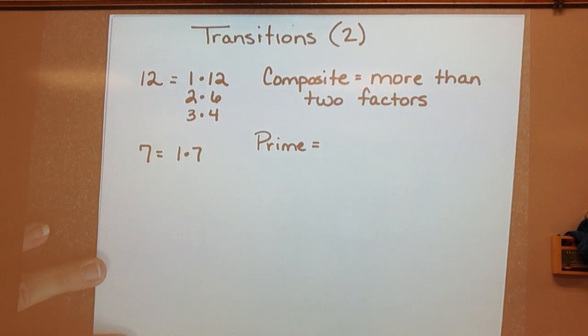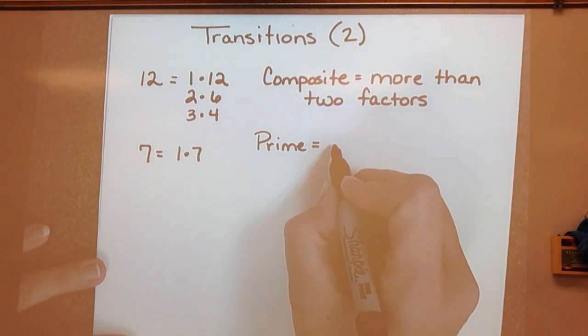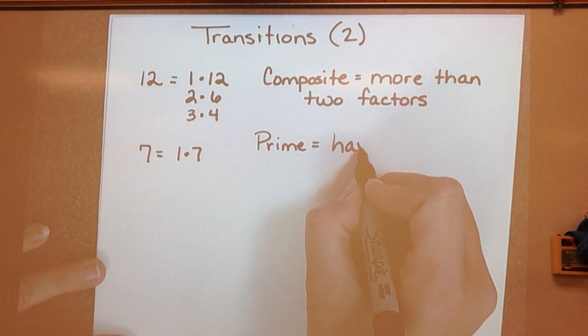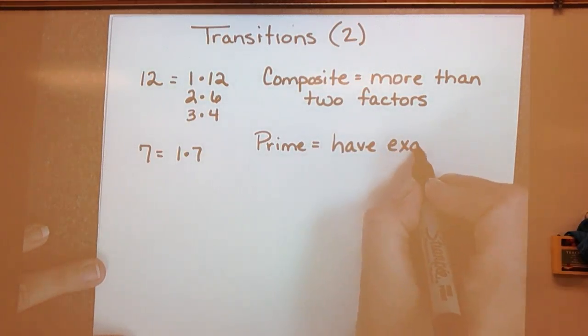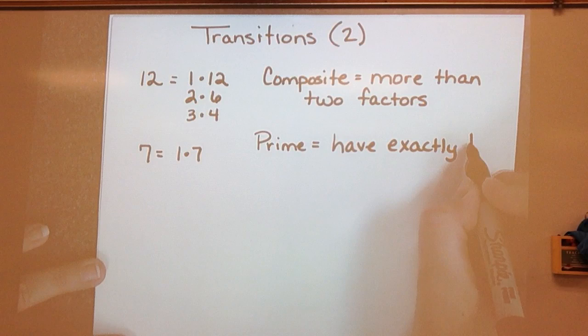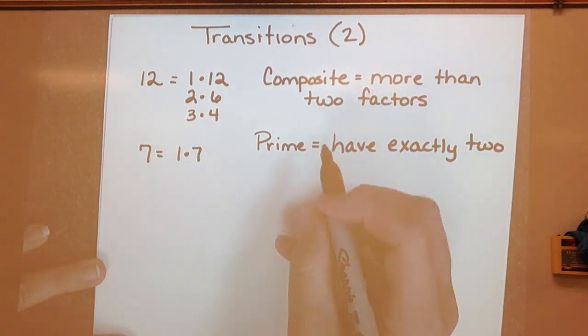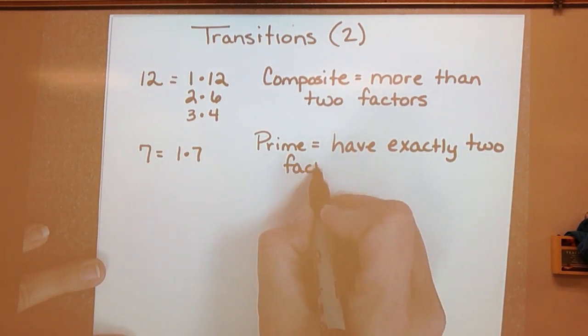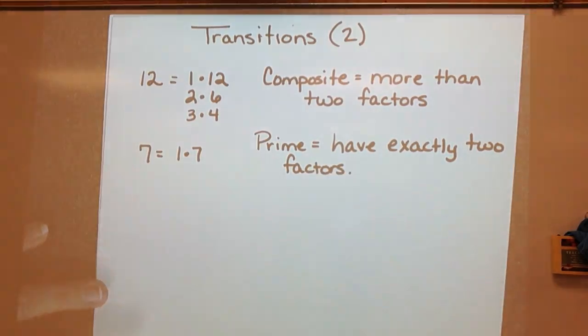Alright? So prime numbers have exactly 2 factors. Okay? They have exactly 2 factors.